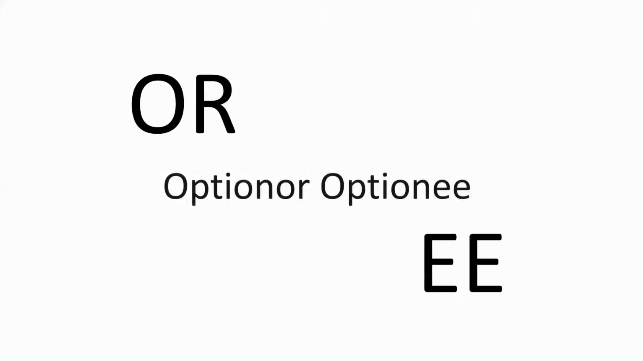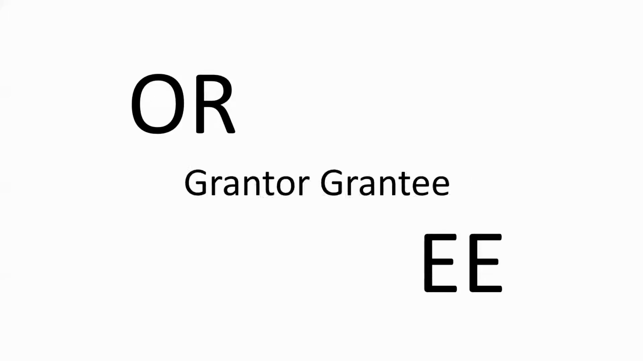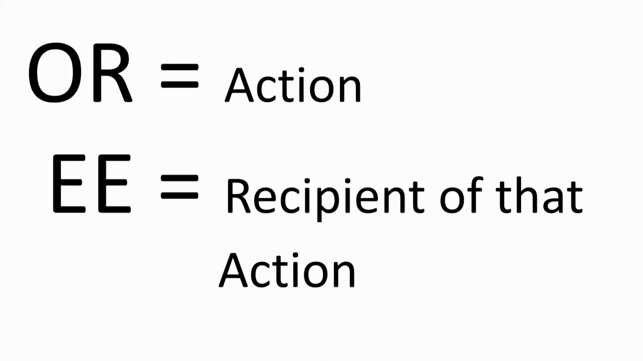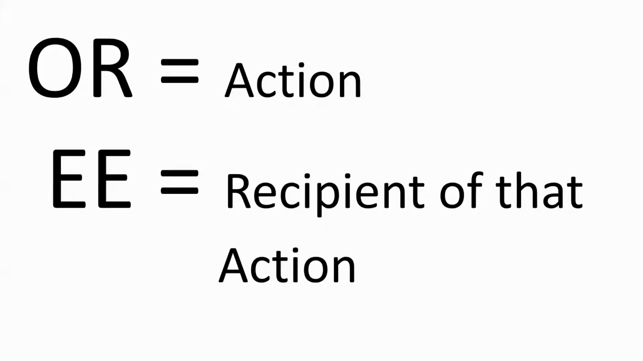Often in the world of real estate, we hear about the OR-EE rule. Never heard of it? Well, I think you have. You've heard words like lessor, lessee, optionor, optionee, grantor, grantee, vendor, vendee, mortgagor, mortgagee, and the list goes on and on. The suffix "or" is used to denote a person who performs an action. The suffix "ee" is used to identify the recipient of that action.